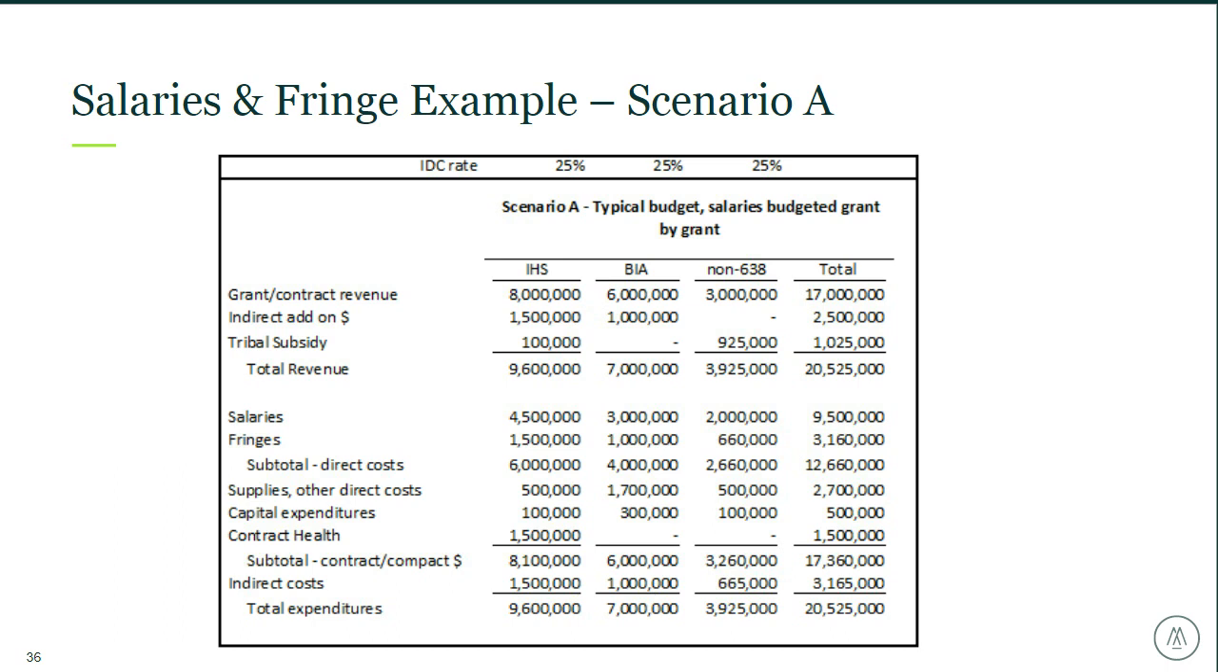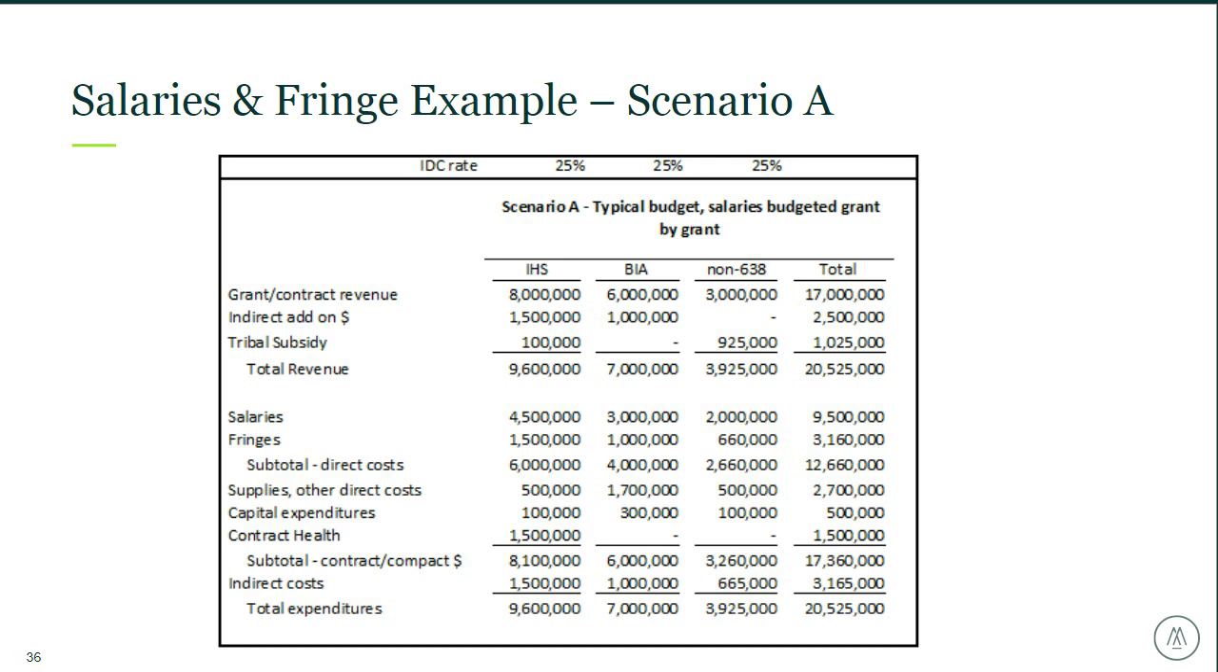For the IHS program, the subtotal of direct cost is $6 million. Multiply that by 25%, you get to your indirect cost of $1.5 million, which is the second to last line item on this table. For BIA, it's $1 million because their direct cost base was $4 million. Multiply that by 25%, you get to the $1 million. For the non-638 funding, it's $2.6 million. The indirect cost is $665,000.